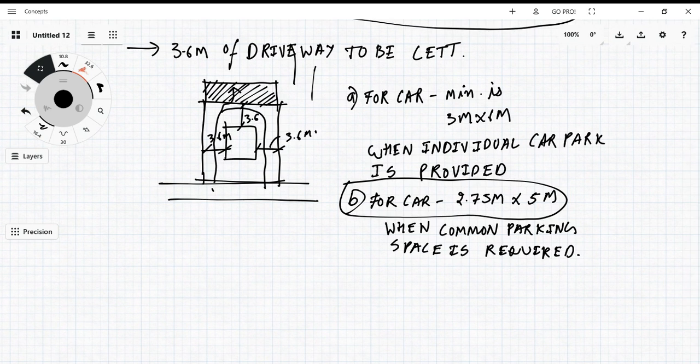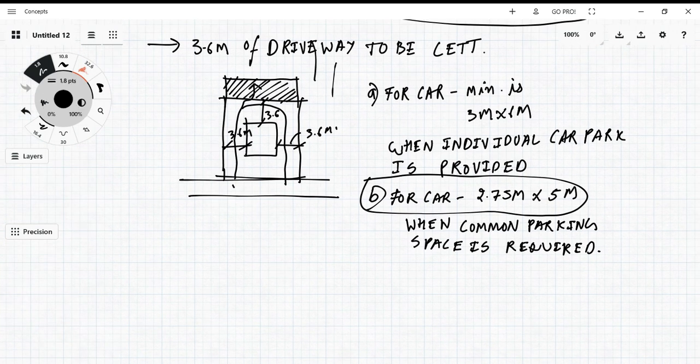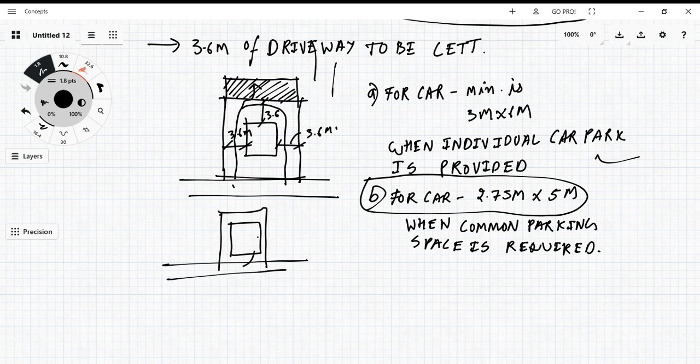Note down two points, guys. First, if an individual car park is provided, then you have to provide 3 meter by 6 meter. Suppose this is my site, an individual residence site. Here I am providing my building, and as soon as they enter from the access road, I'll provide a garage here. So this particular space, if you are providing it individually, should be a minimum of 6 meter length, that is 3 meter by 6 meter.